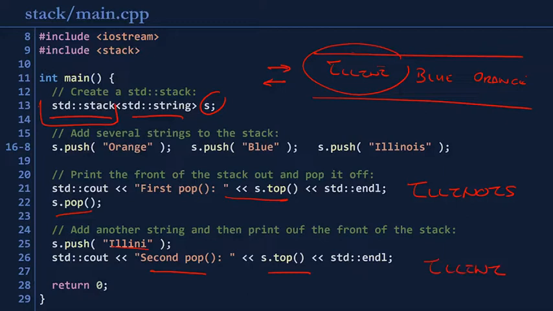So this code is identical to the code we saw for a queue, except for the fact that we use a stack here instead of a queue. The push and pop operations are the same, but the way they enter and exit from the data structure changed dramatically. Here we expect the result to be Illinois and Illini. Let's see what actually happens when we run this code.